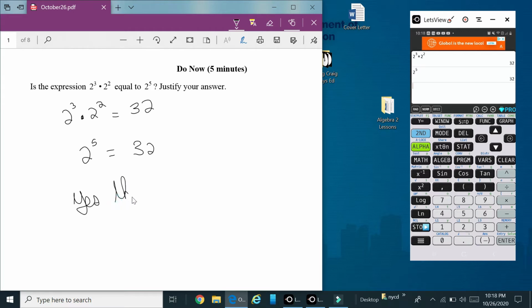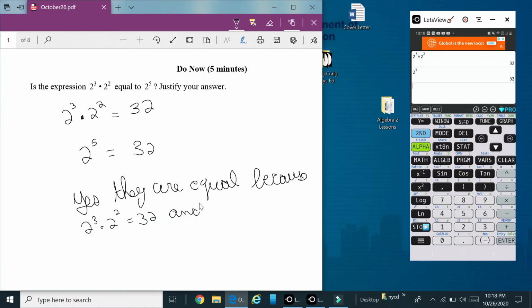Yes, they are equal because 2 to the third times 2 to the second is equal to 32. And 2 to the fifth power is equal to 32. 32 equals 32. That's the definition of equality. So they are equal.